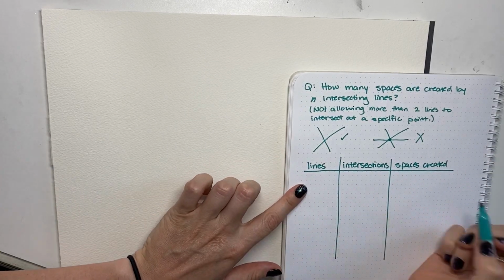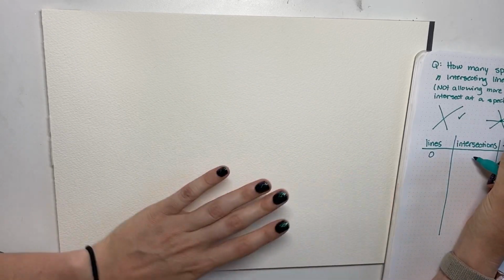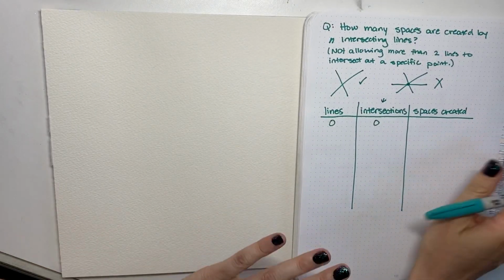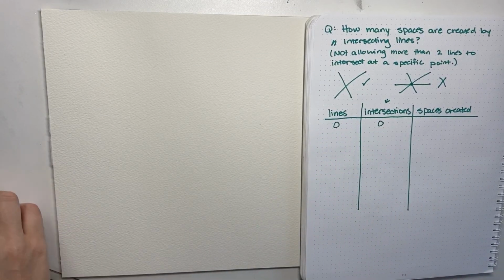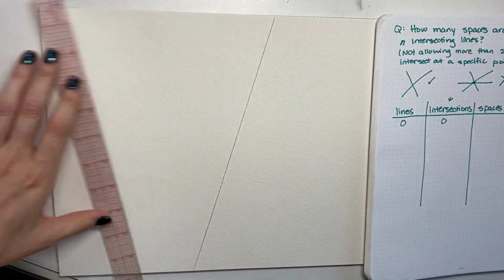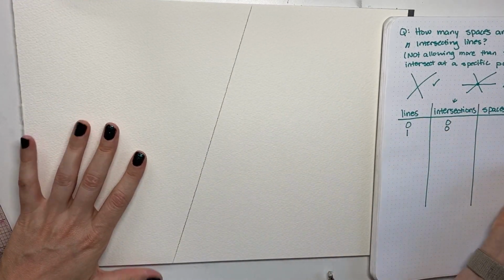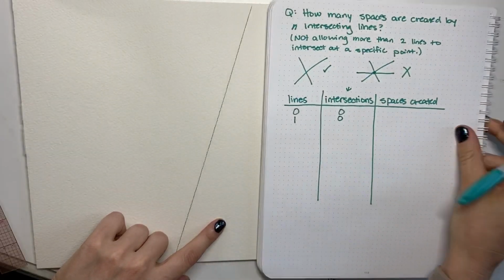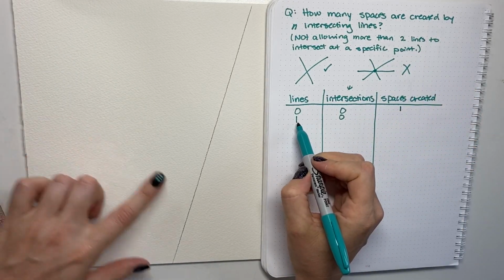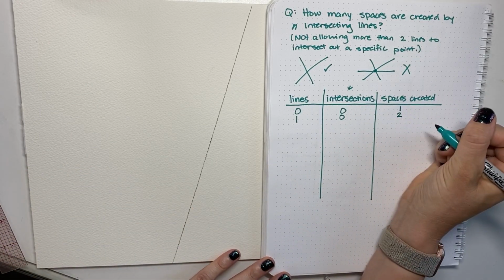So we're gonna make columns for lines, intersections, and spaces created. So here's our paper, and right now we have 0 lines, which obviously means we have 0 intersections. And right now we're gonna focus a little bit on the intersections. If I were to change this, and now I'm going to give us a line. Okay. Now we have 1 line, and there are still 0 intersections. We can also go ahead and start filling in some of the spaces created. With 0 lines, 0 intersections, there was a single space. With 1 line, there are 0 intersections, but there are now 2 spaces created.